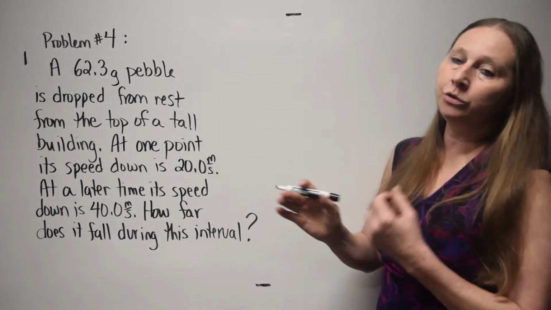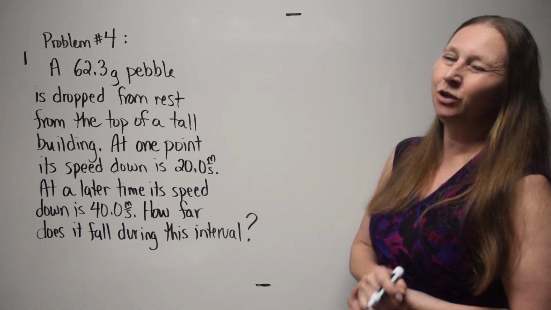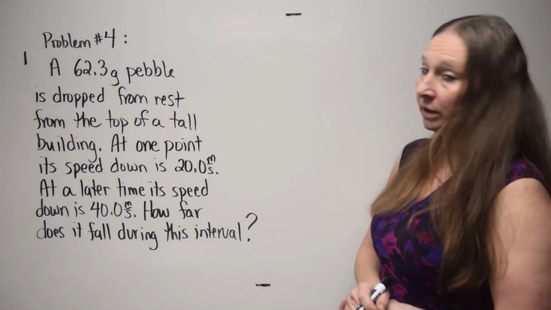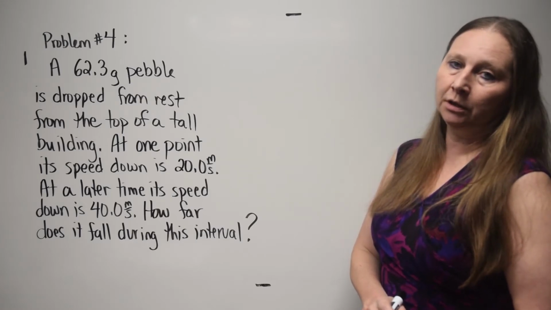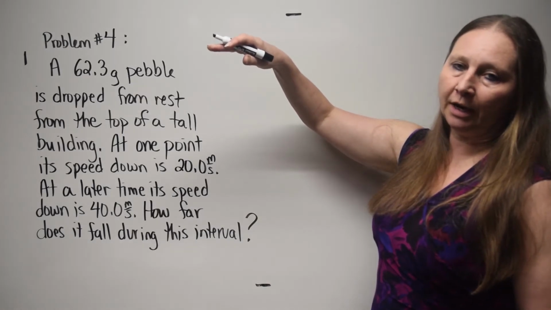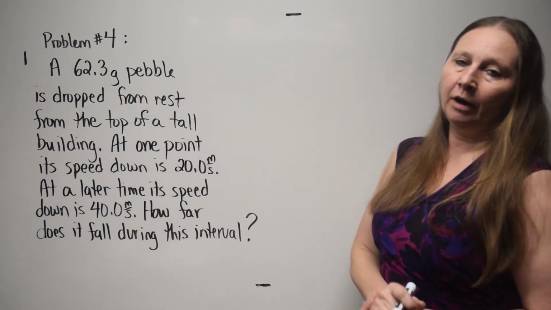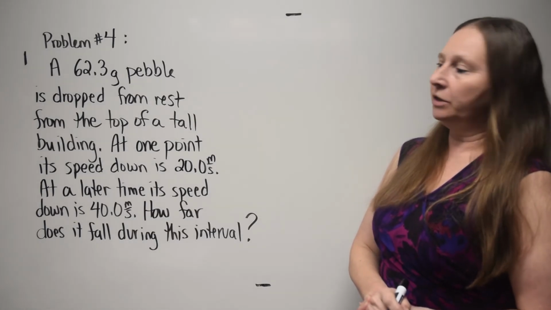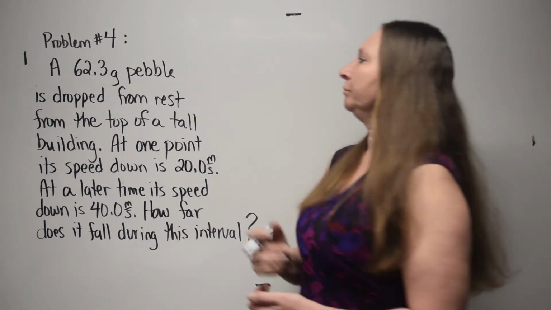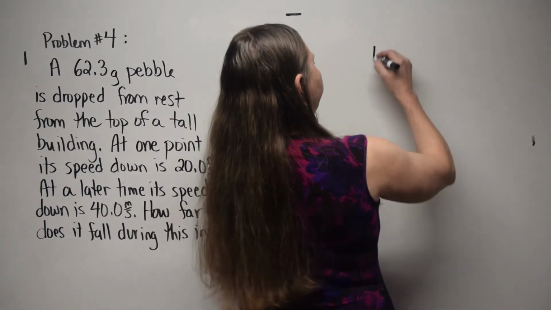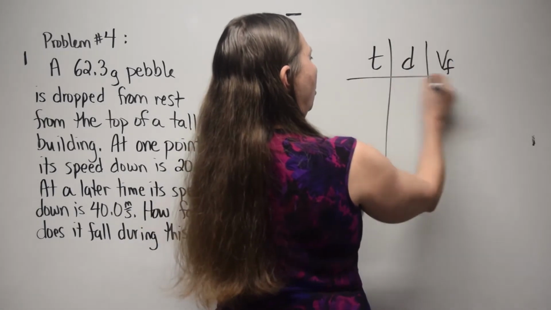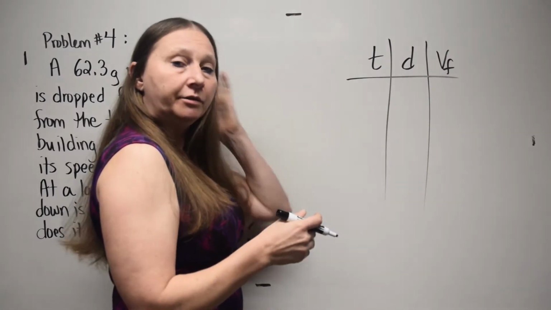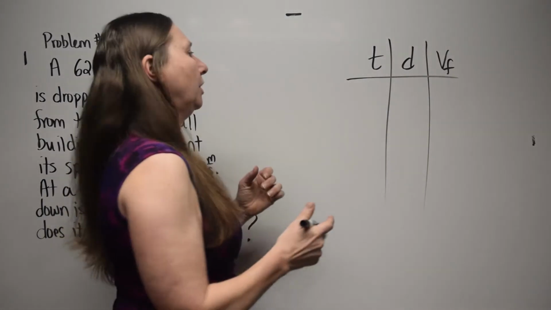Now, we know that those are two speeds on the magic chart. So we can probably use the magic chart. What do they want to know? How far does it fall during this interval between the 20 meters per second and the 40 meters per second? How far does the pebble fall? Now I don't know for certain that we can always use the magic chart. Let's see if the magic chart helps us with this problem.